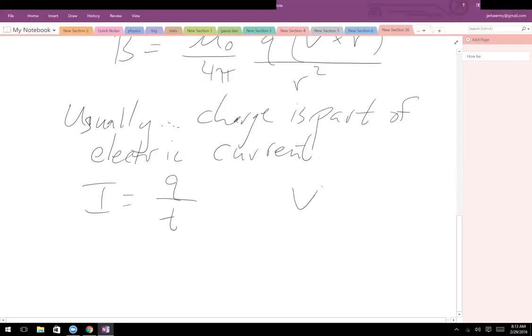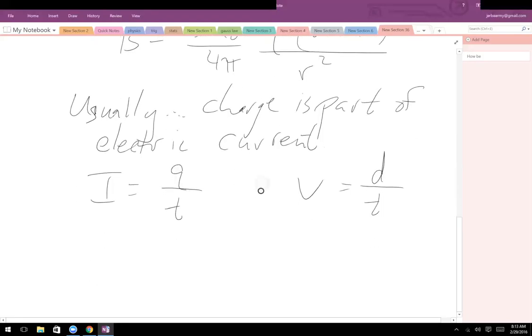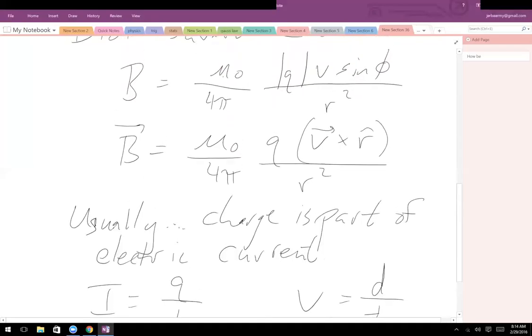What is V? Well, V is like distance over time. Let me just say D. So if I look at my formulas, I've got this Q times V, right? So if I go Q times V, that's Q times D over T. That's I times D, right? So most of the time, we're not actually going to use the one with the Q and the V. We're going to change them to a current and distance.